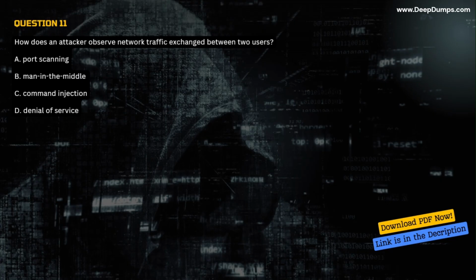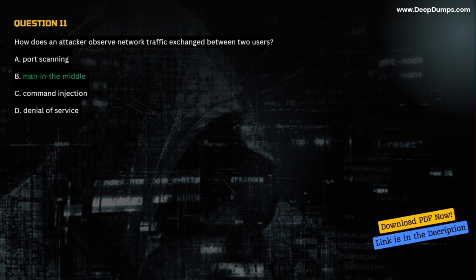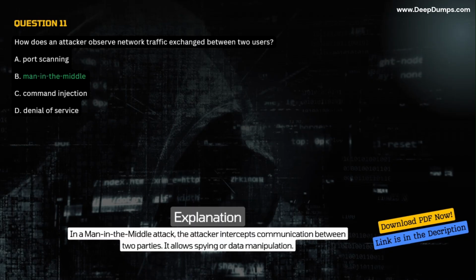Question 11. How does an attacker observe network traffic exchanged between two users? A. Port scanning. B. Man in the middle. C. Command injection. D. Denial of service. Correct answer B. Man in the middle. Explanation. In a man-in-the-middle attack, the attacker intercepts communication between two parties. It allows spying or data manipulation.